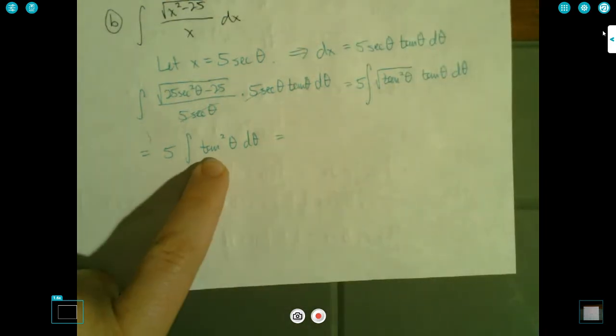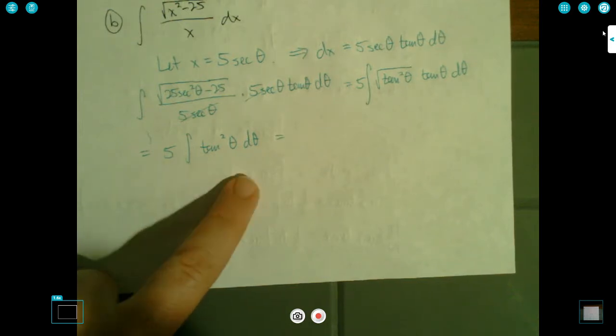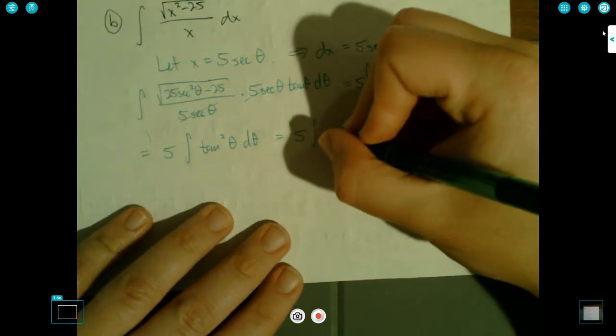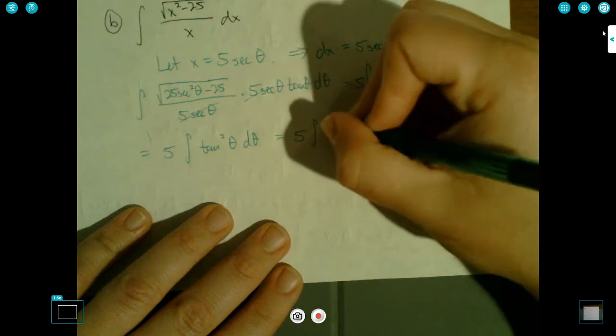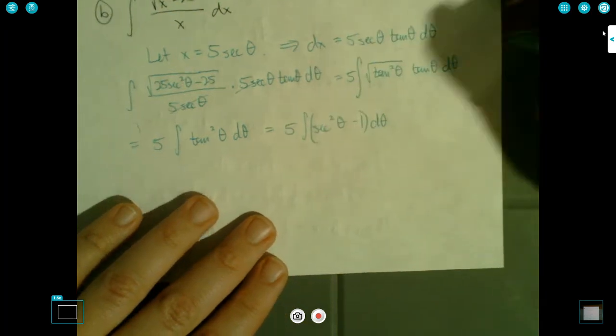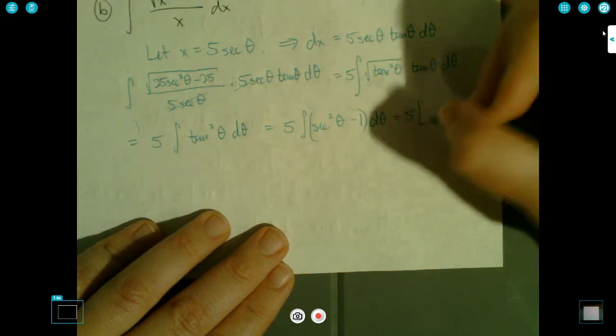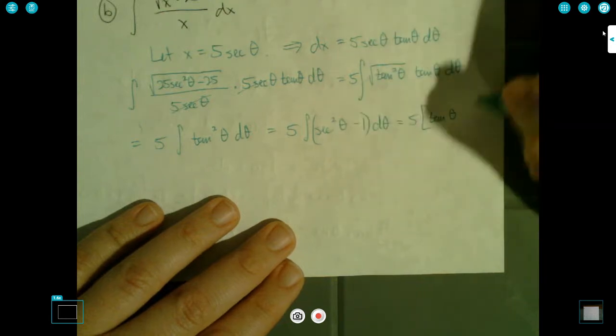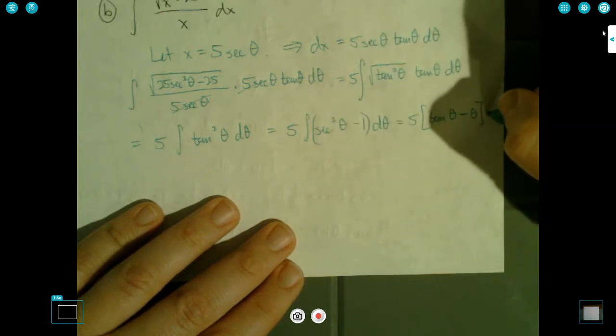Tangent squared, we don't have any trig functions whose derivatives are tangent squared, but I do know I can rewrite this as secant squared minus 1, and I know that the integral of secant squared should just be tangent, and then 1 should just be theta. So I'm going to call this 5 times the integral of secant squared theta minus 1, and so that's going to be 5 times, the integral of secant squared is tangent, the integral of 1 is just theta.